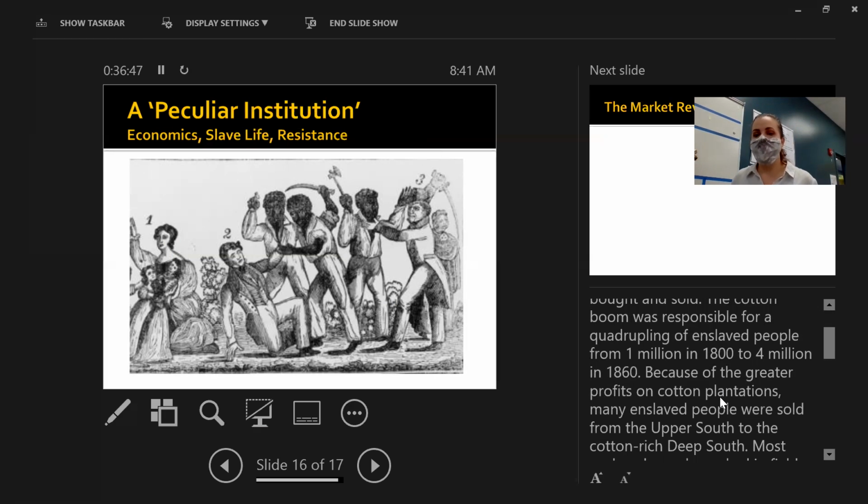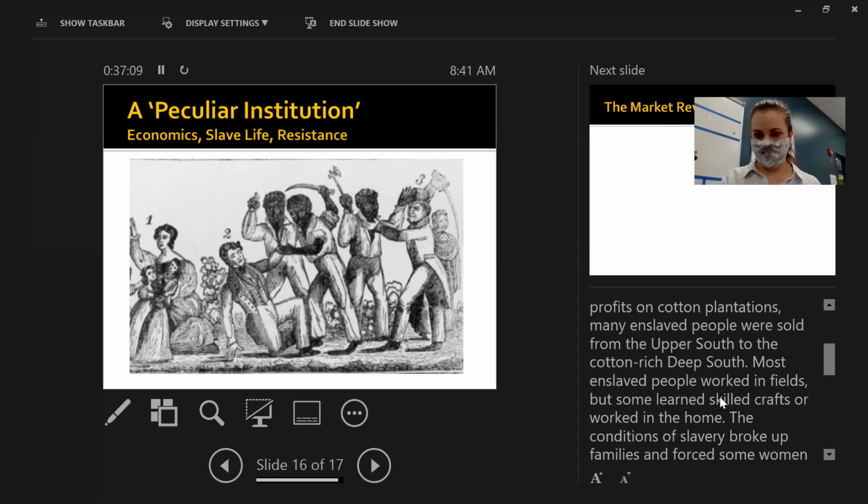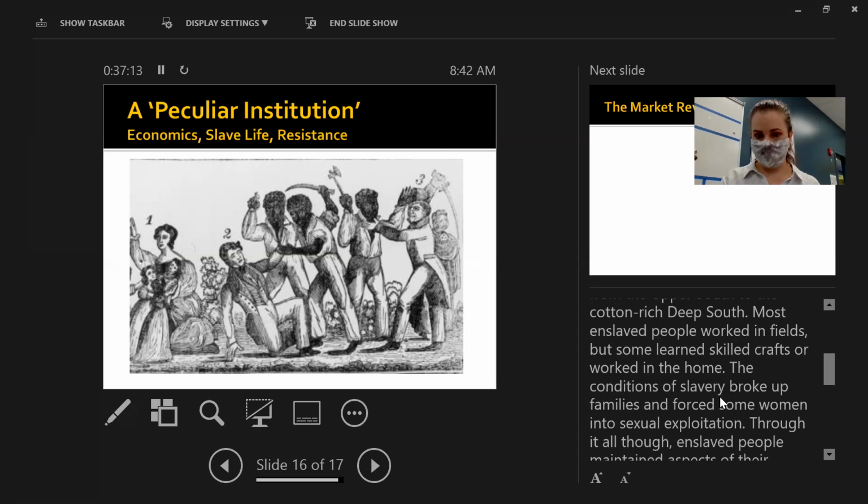This cotton boom quadrupled the enslaved people's population. Quadrupled. It was 1 million in 1800 and 4 million by 1860. In terms of slave life, or enslaved life, I apologize for not correcting that on the slide. In enslaved life, most people worked in fields, but some, who had specific skills, might work in somebody's home.